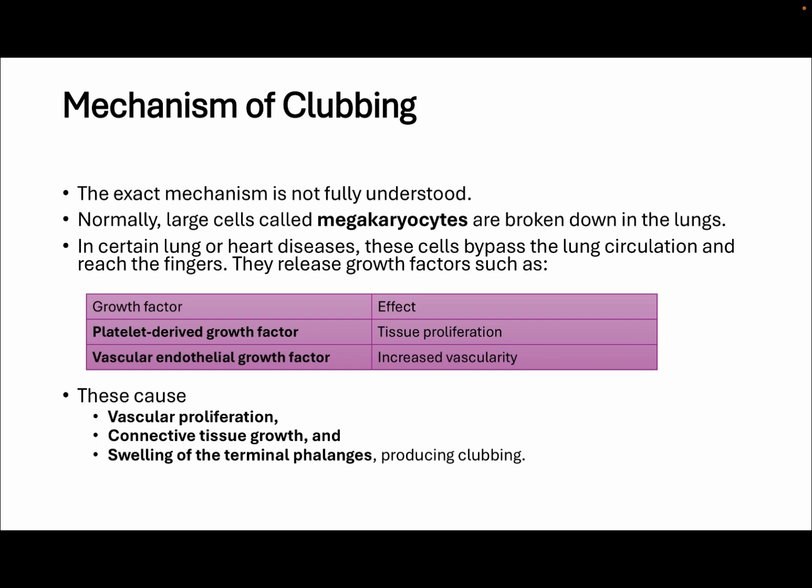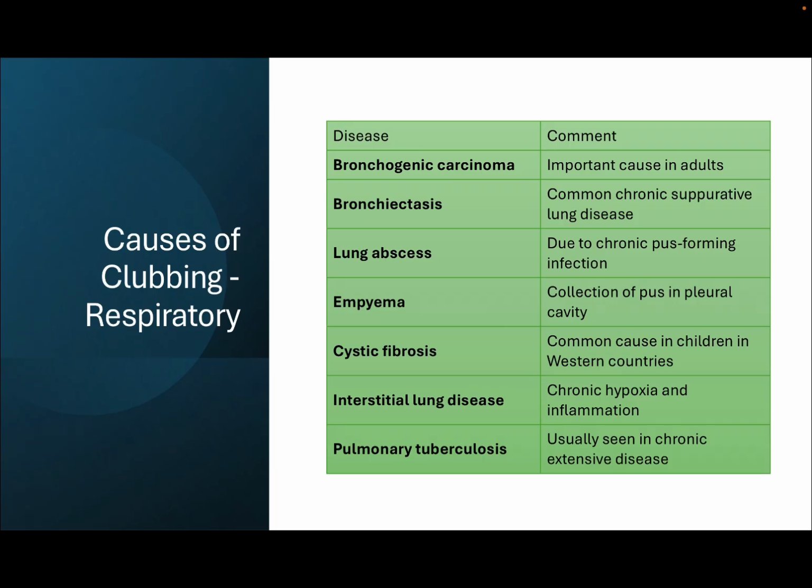In early clubbing, the nail bed feels soft and spongy due to increased tissue vascularity. Mechanism of clubbing: the exact mechanism is not fully understood, but normally large cells called megakaryocytes are broken down in the lungs. In certain lung and heart diseases, these cells bypass the lung circulation and reach the fingers. They release growth factors such as platelet-derived growth factor, which results in tissue proliferation, and vascular endothelial growth factor, which results in increased vascularity. They cause vascular proliferation, connective tissue growth, and swelling of the terminal phalanges, thus producing clubbing.